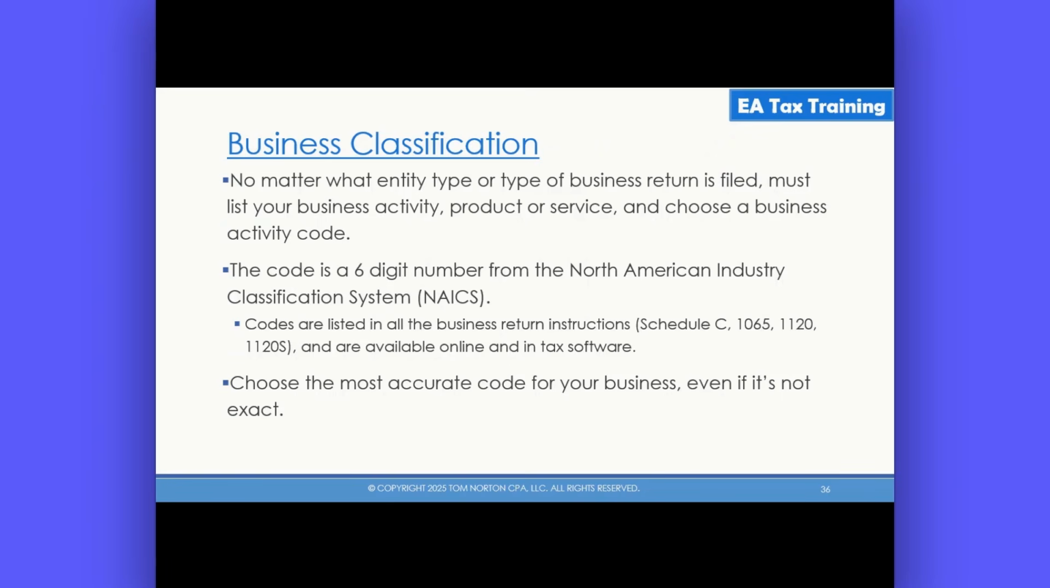You can also find them online. You can just Google the code for your business, or your tax software will also have these codes built into it. You just choose the most accurate code for your business, even if it's not exact. You may not have something that exactly describes what your business does. That's okay. You just take the one that is closest.